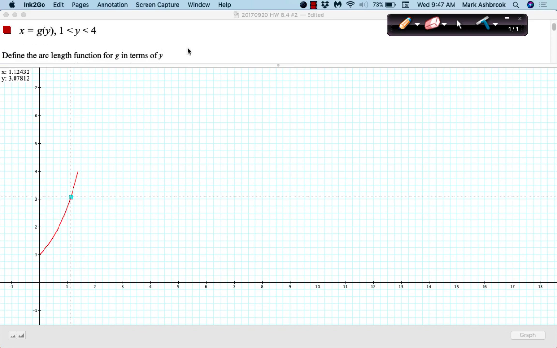Define the arc length function for g in terms of y. All right, so I want to define the arc length function with the independent variable staying with y. Go, everyone work on it.